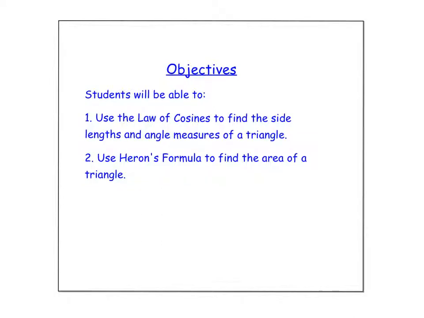This is 13.6, Law of Cosines. In this video, we're going to do two things. We have two objectives. First, we're going to use the law of cosines to find the side lengths and angle measurements of a triangle, just like we did with law of sines. In the second part of this video, we're going to learn how to use Heron's formula to find the area of a triangle.